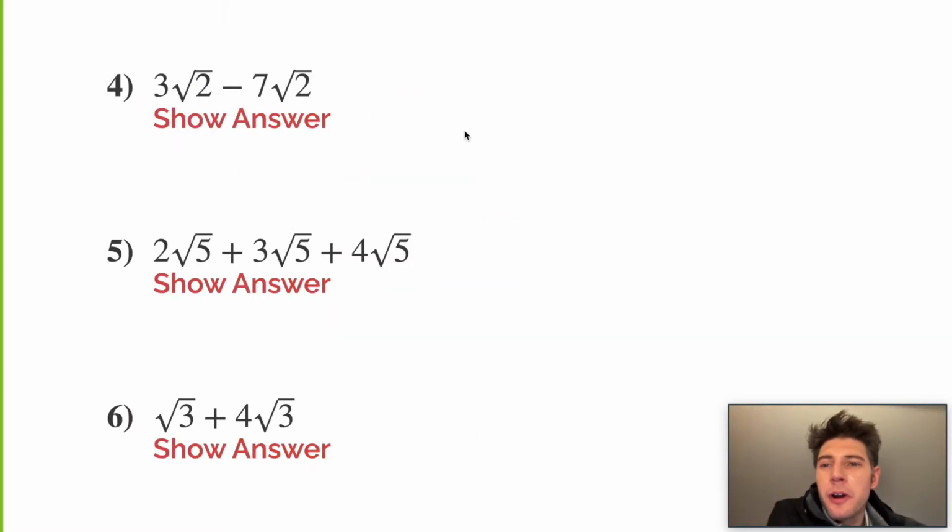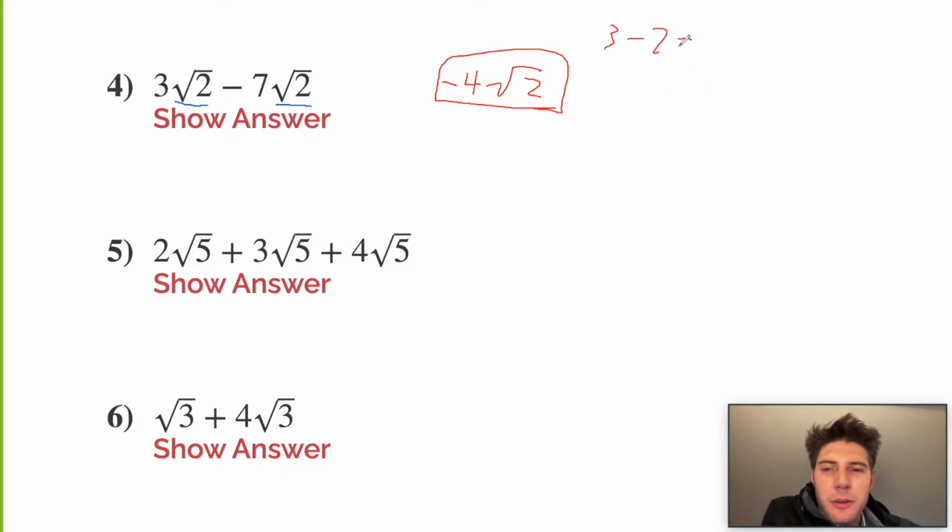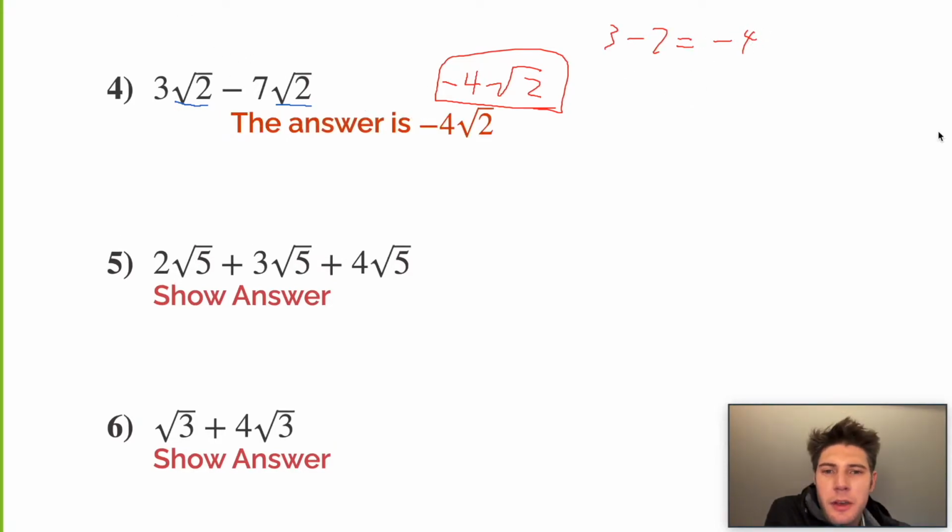All right, number 4. 3 root 2 minus 7 root 2. We're still doing the same thing. We have 3 of these boxes and we're taking away 7 of them. What makes this one tricky is now we're dealing with a negative number. So 3 minus 7. So this is going to be negative 4 root 2. And that's just because 3 minus 7 equals negative 4. So we can check it, and that's the answer.